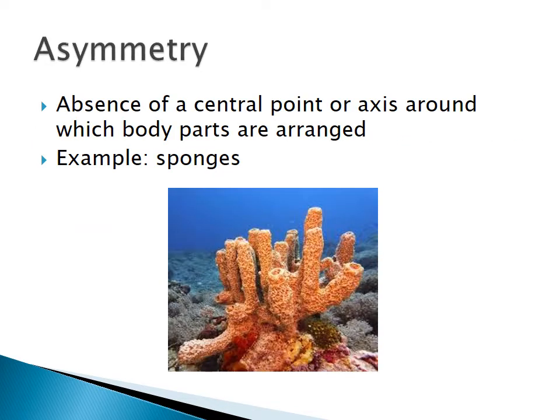So some of the most primitive animals completely lack symmetry. They're asymmetrical. There's an absence of a central point or an axis around which the body parts are arranged. And so sponges, as you can see from this picture, are asymmetrical. At no point can we find an axis where we could put a mirror and the one side is the same as the other. As a result, sponges are also one of the most primitive animals that exist. And so as we start studying the different phyla of animals, we'll start with sponges.